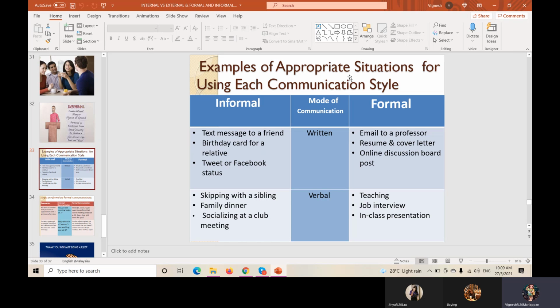So we can categorize into two ways. One we have the formal, one we have the informal, for the written, meaning writing. Okay, understand or not how to differentiate the formal and informal? Jinyu, Jai?